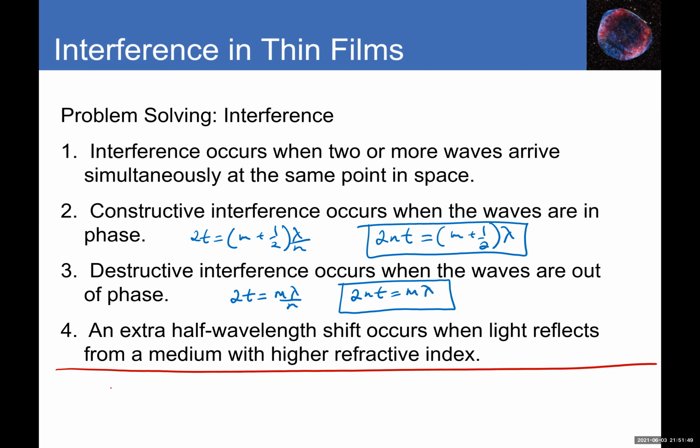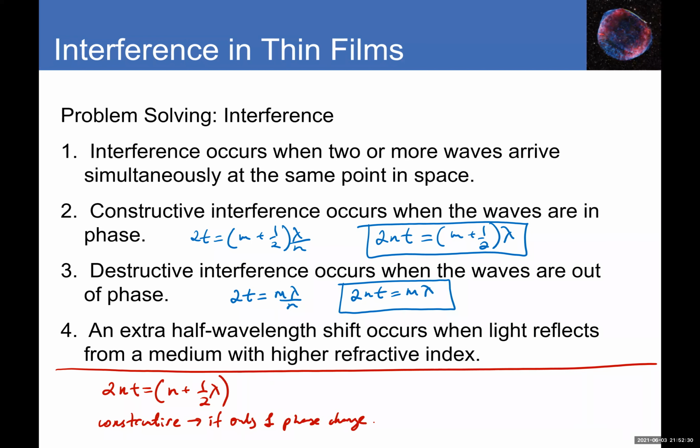So think like this. This equation, 2nt equals (m plus 1/2) times lambda, I said that this is for constructive. So that means this is constructive, basically, if only one reflective ray undergoes a phase change. Only one phase change. Okay.